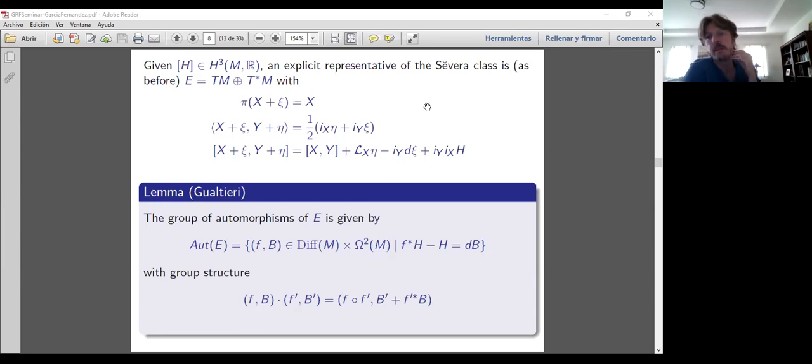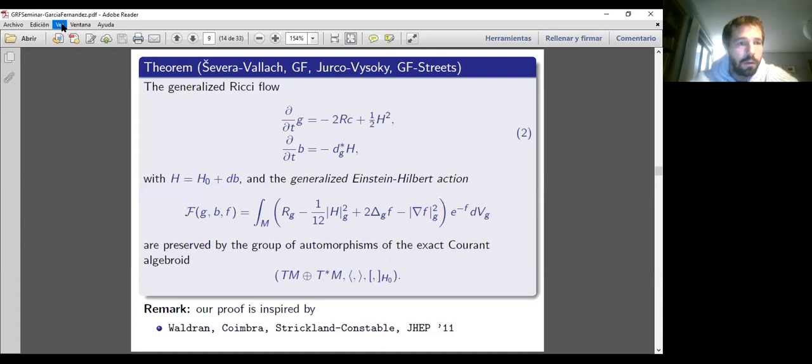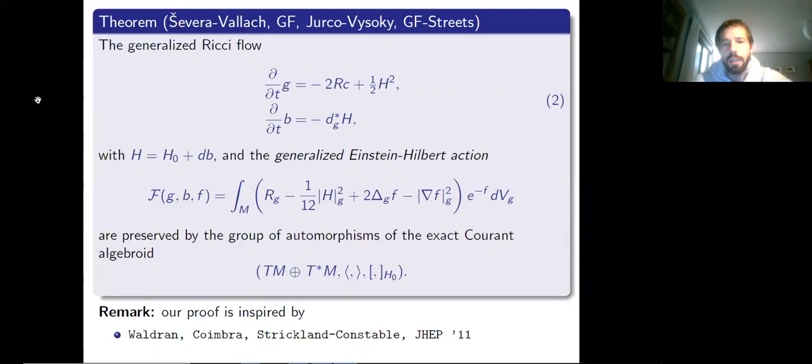Okay. So with this explicit description of the automorphism group of E in hand, the first proof of this is, I think, with Marco Gualtieri in his thesis. Let me state the following result. This has been proved by several people, and here I just summarize what we know so far about the symmetries of the generalized Ricci flow.